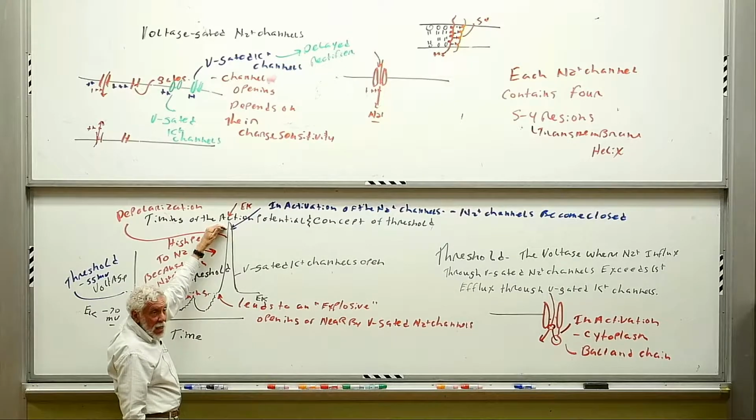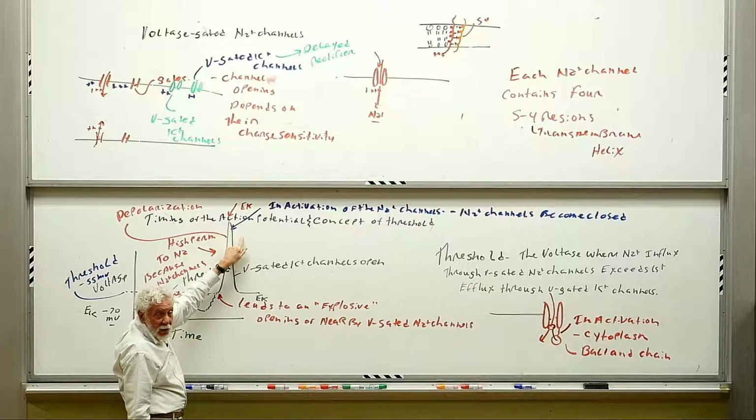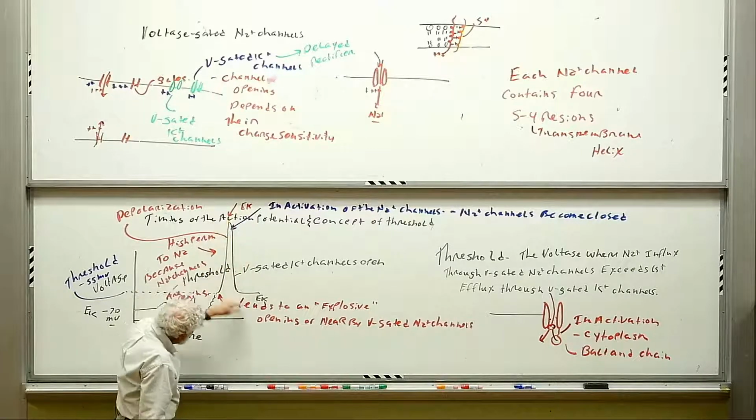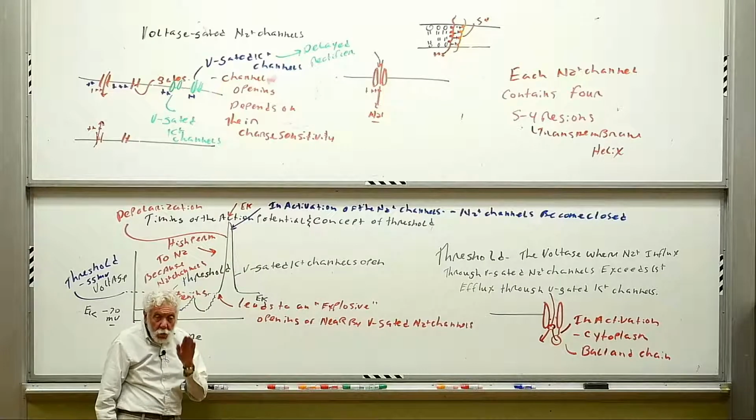And then, after we've reached the peak, or about the time we reach the peak, the sodium channels begin to close because they inactivate, the ball and chain. And then the slow responding voltage-gated potassium channels open and repolarize the membrane. That's the crux of what we have in an action potential.